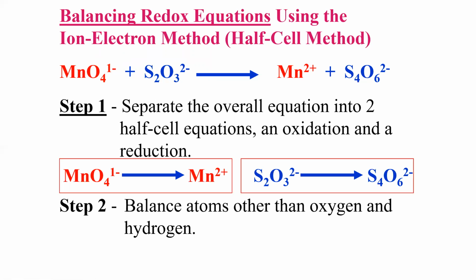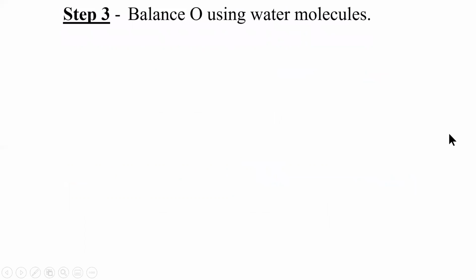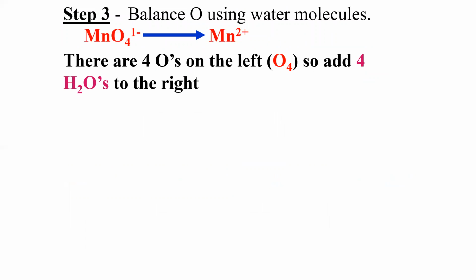First thing we're going to do, we're going to balance atoms other than oxygen and hydrogen first. In this case, the manganese one doesn't require any changing, but for the other half reaction, sulfur, there's 2 sulfurs on the left, there's 4 sulfurs on the right, so we're going to balance sulfur first. Now you can see that half reaction is balanced. Manganese is already balanced, so we're going to go on to the next step.